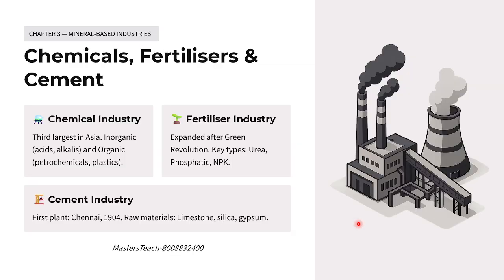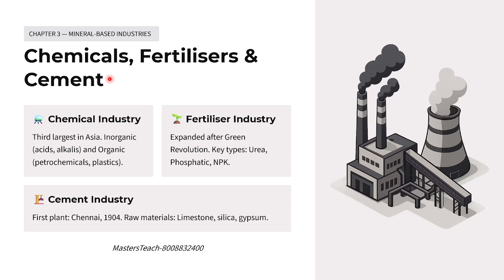We'll go to the next slide. Then there are chemicals and fertilizers and cement. This is also a mineral-based industry. What about the chemical industry? India has the third largest in Asia. The industry is divided into two parts: inorganic, which consists of acids and alkalis, and second is organic, which is petrochemicals and plastics.